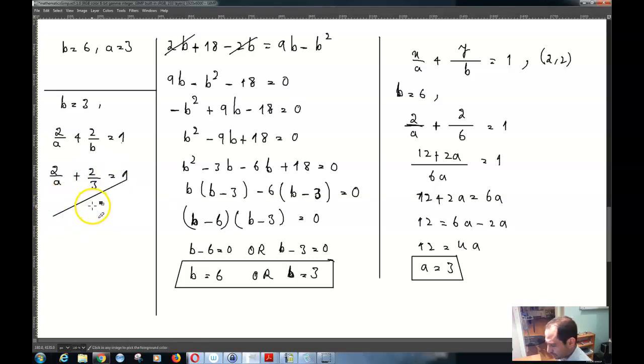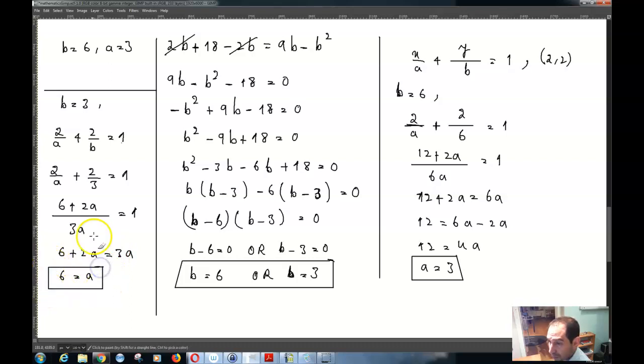So you have basically 3a over here, and 3 times 2 is equal to 6 plus 2a is equal to 1, and 6 plus 2a is equal to 3a. So 6 is equal to a. So that means that if b is equal to 3, a is equal to 6. You see that the sum of these two is 9, the sum of these two is 9.